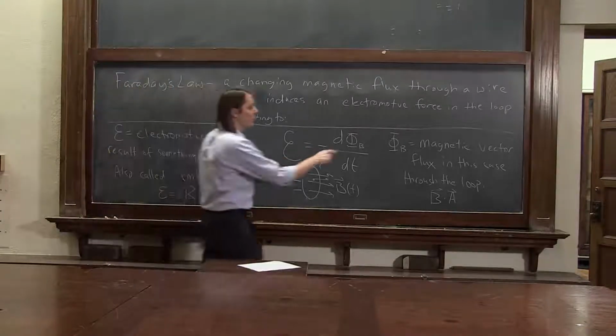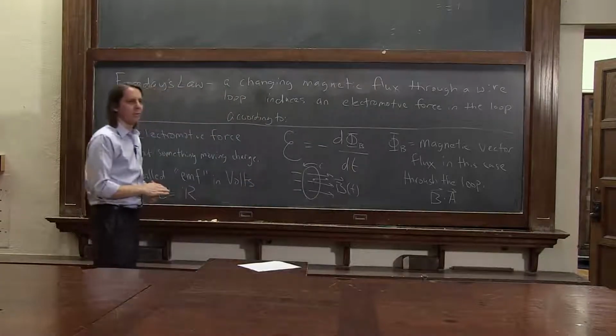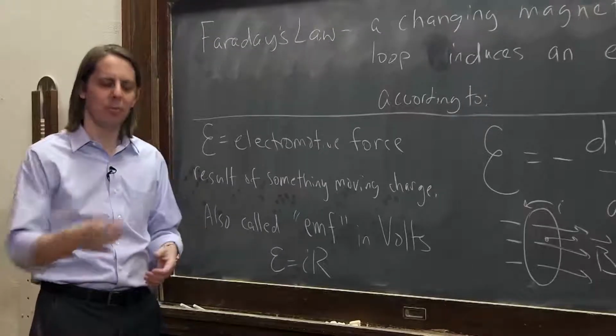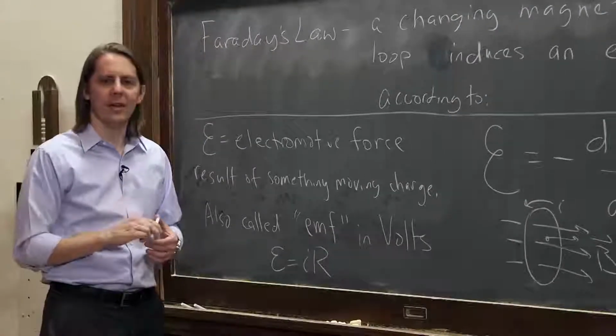So if your magnetic vector flux changes in time, that induces the little electrical effect that we saw. And that's really what Faraday discovered. You can't just put a magnet near a bunch of loops. You have to have the magnet move. You have to have the magnetic field change.